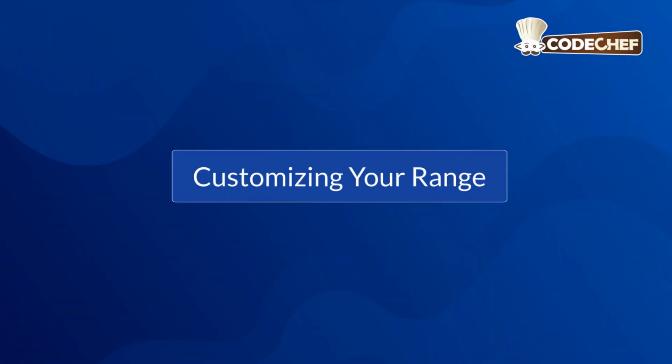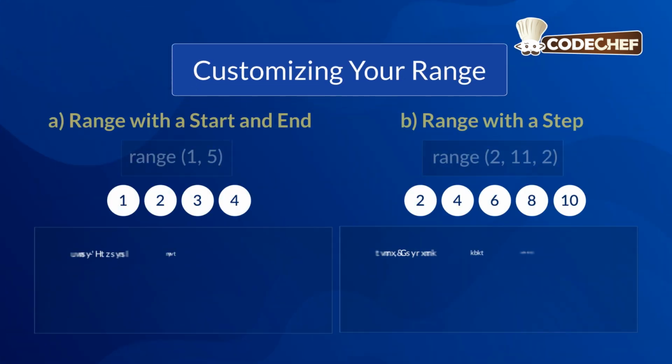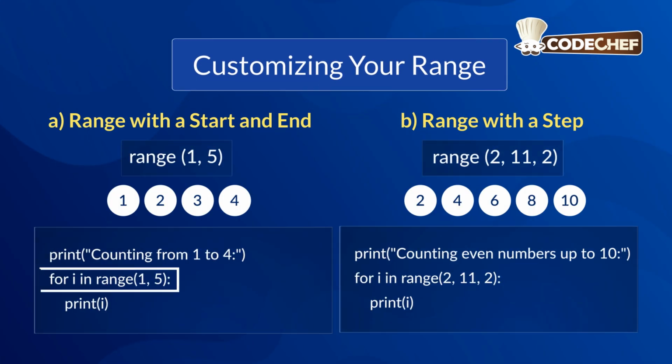You can customize range with more arguments. If you provide 2 numbers, the first is the start and the second is the end. To count backward or skip numbers, you can add a third number for the step. Here, we use a step of 2 to print only the even numbers. A negative step, like -1, will make your loop count down.